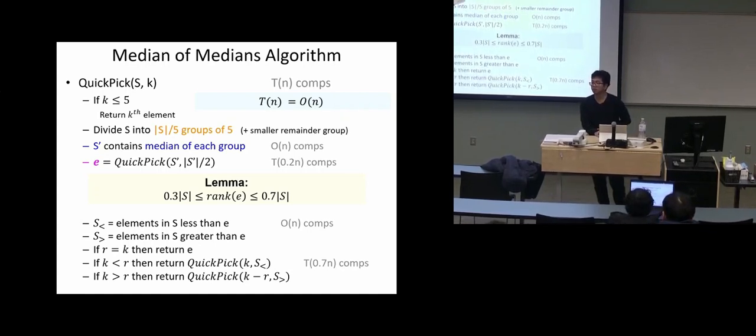Is it faster than the randomized algorithm in the average case? I don't think it's faster. The leading constant at the end is not as good as the randomized one.